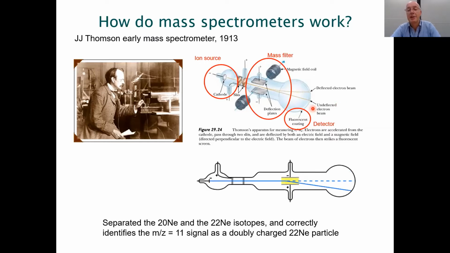So this is a schematic of how this instrument works. You can see the ion beam being bent by these electrodes. And although it's very simple, this instrument was very powerful in that Thomson was able to use it to separate isotopes of neon. So he was able to separate neon 20 from the heavy isotope neon 22. And he also correctly identified this species, m/z 11, as the doubly charged particle of the neon 22.